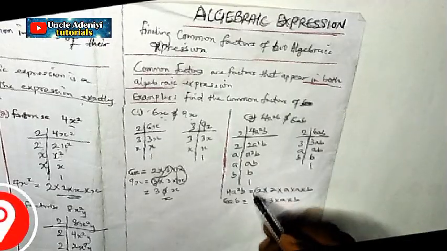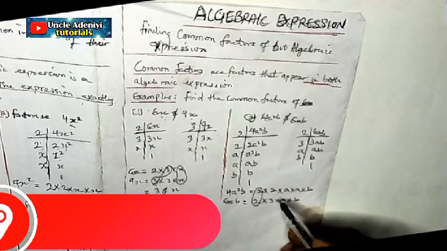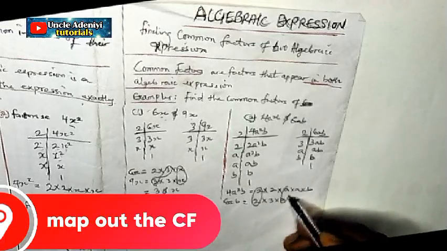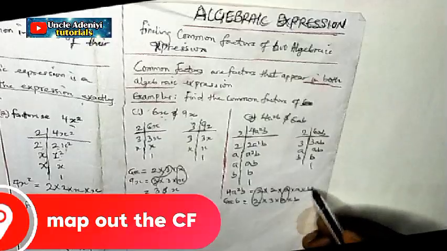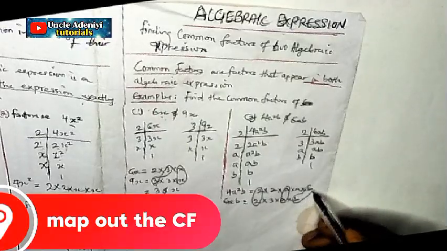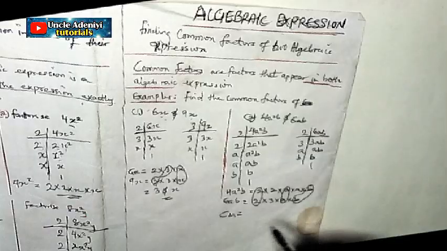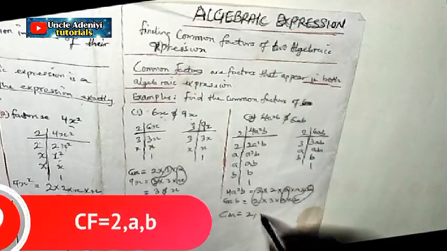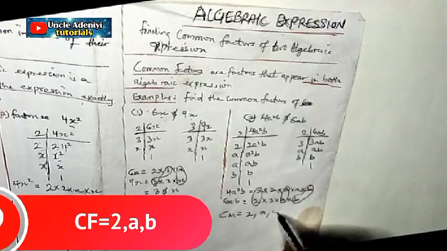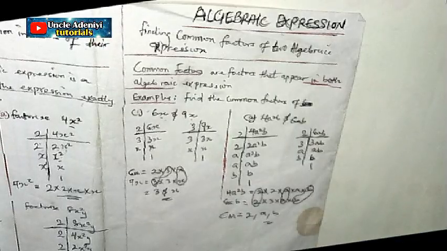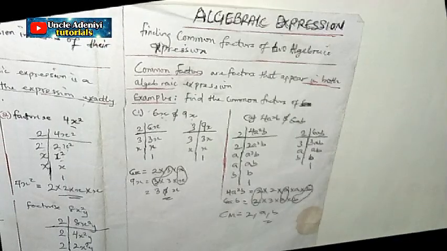2 is here, 2 is here. Map them out. So look, a is here. Map them out. b is here. Map them out. So these are the common factors. Therefore, common factors will now give you what? 2a and what? b. So these are the common factors. Do you understand?